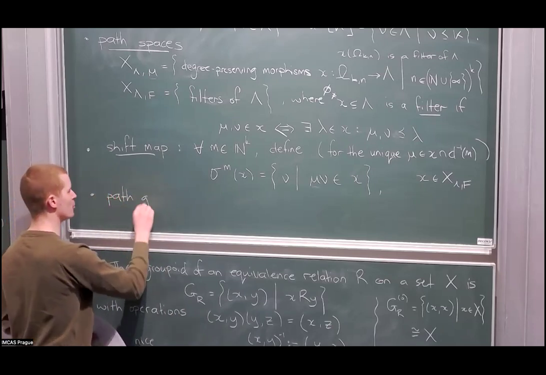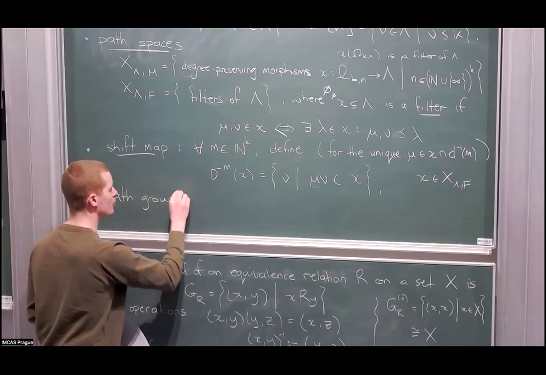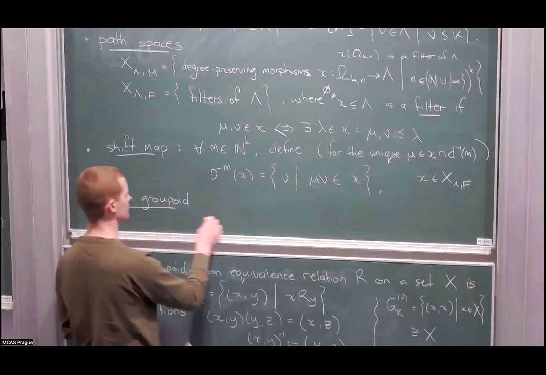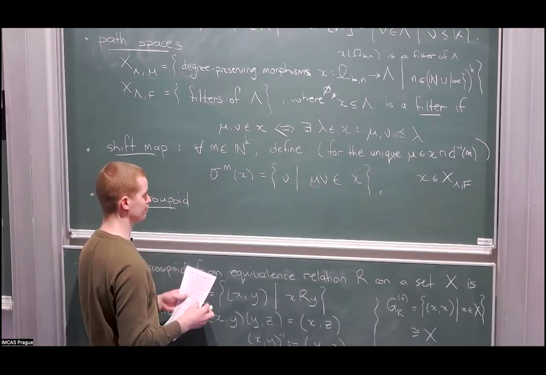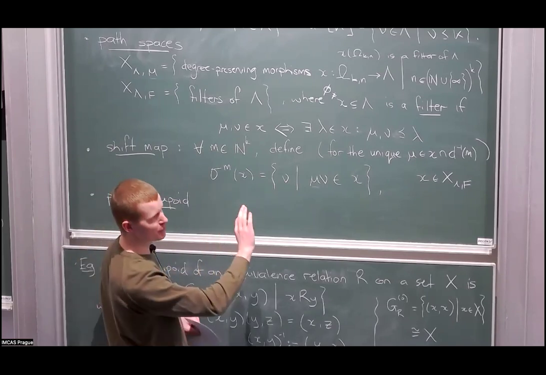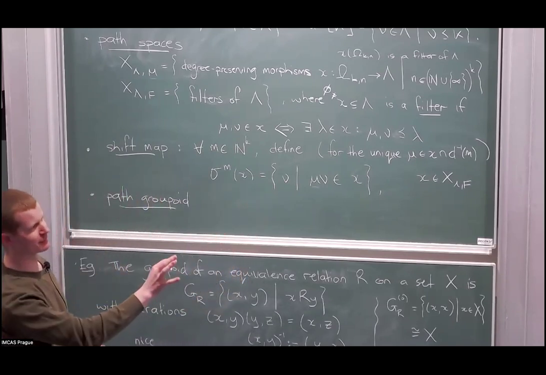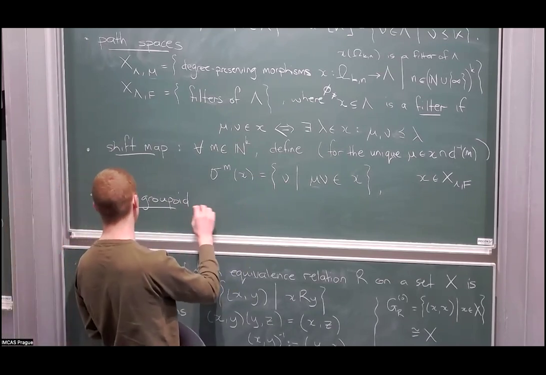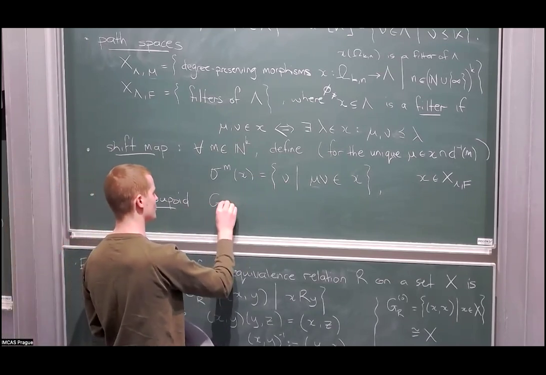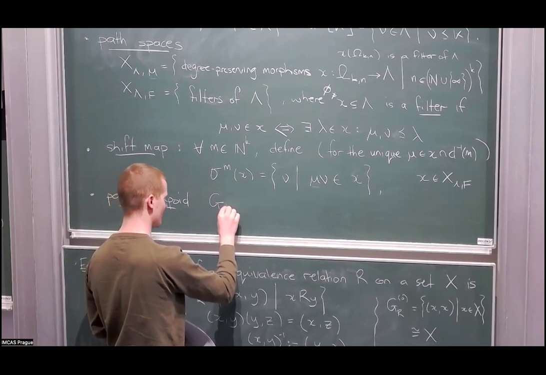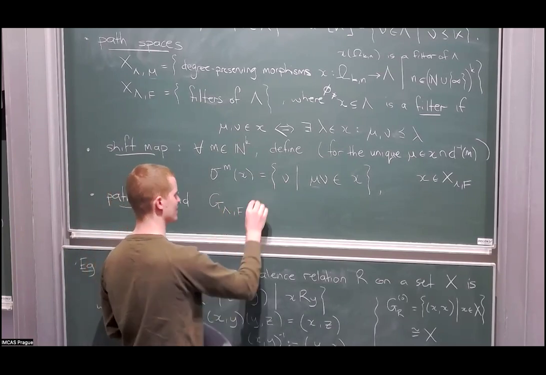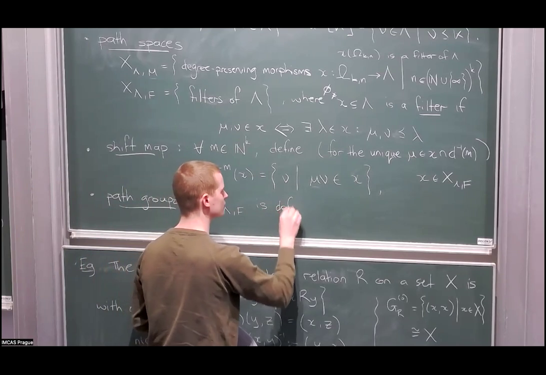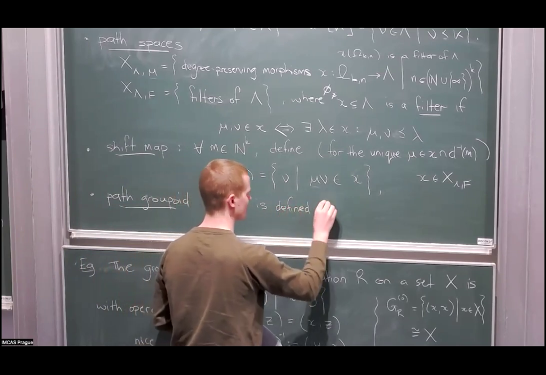And then the path groupoid is defined almost verbatim. Yeah, the path groupoid is defined verbatim. So the path groupoid G lambda, where you've used filters, is defined the same.